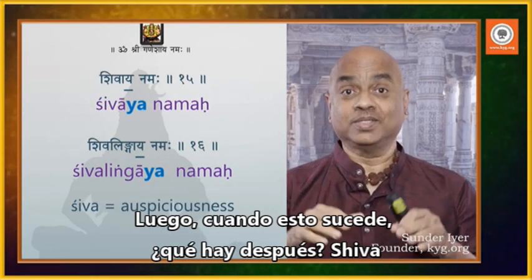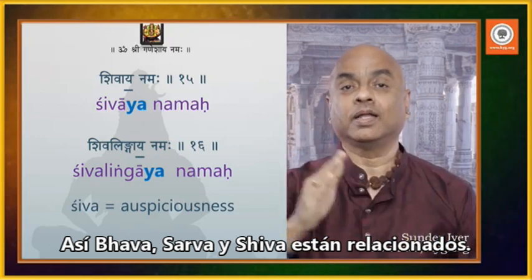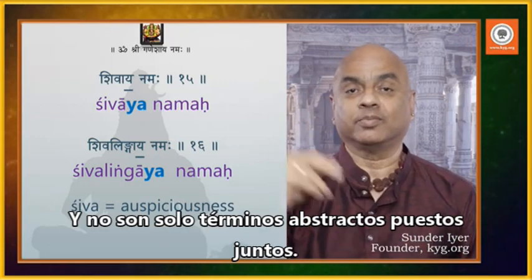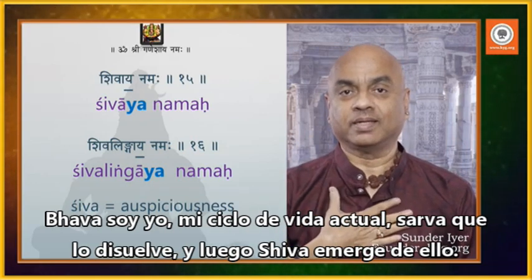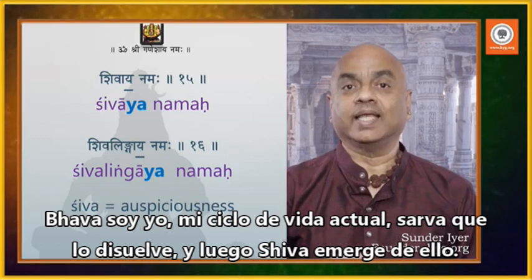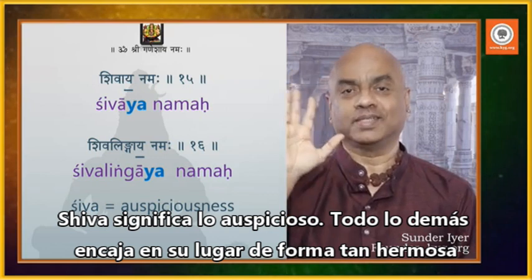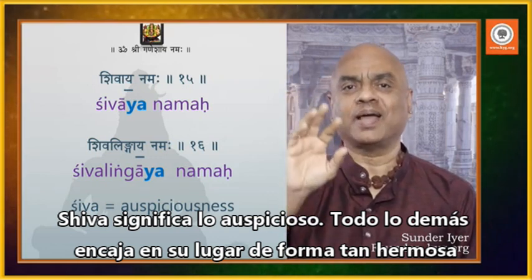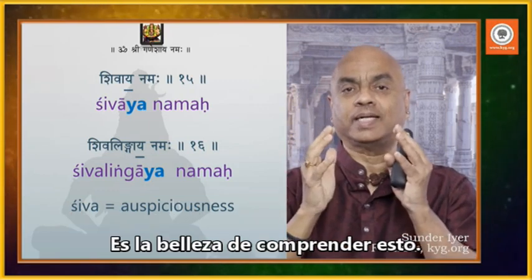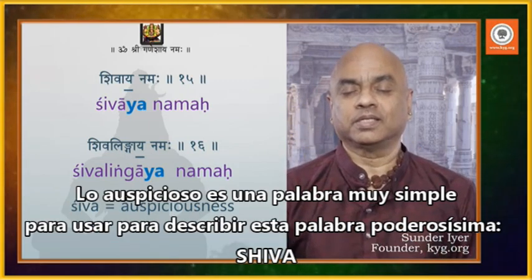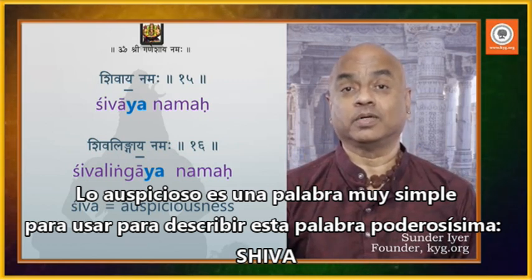So when that happens, what comes next? Shiva. So Bhava, Sharva and Shiva are in combination. They're not simply abstract terminologies brought together. Bhava is me, my present life cycle. Sharva, that dissolves, and then Shiva comes from that. So Shiva means auspiciousness. Everything else then happens and falls in place so beautifully. It's the beauty of that understanding. Auspiciousness is a very simple word to use to describe this most powerful word, Shiva.